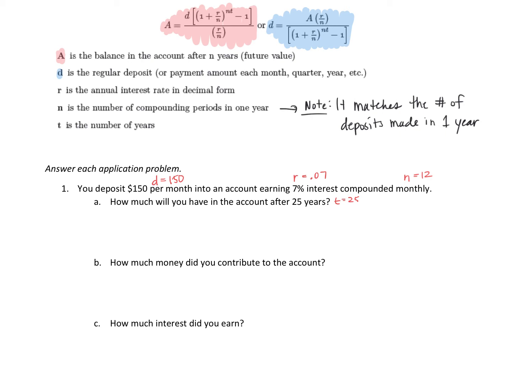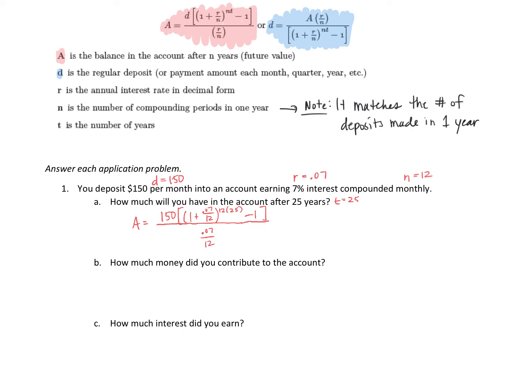So let's use the first formula and plug everything in. We're going to have A equals a big fraction, D, in this case it's 150, times the quantity 1 plus R, which is 0.07, divided by N, which is 12, to the N times T, so 12 times 25, minus 1. And that is your numerator, and your denominator is R over N.